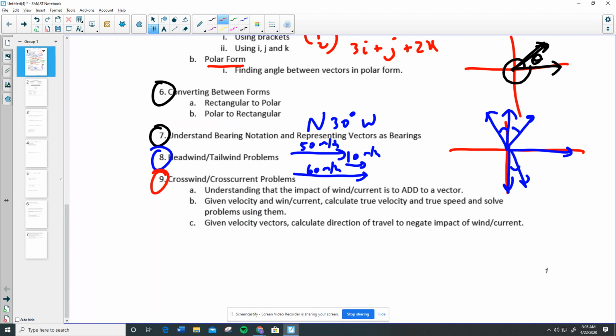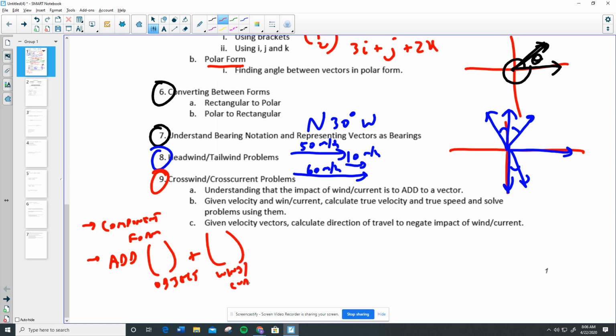That was the bulk of the homework for Monday. Remember, what we're basically doing with all these problems is you convert to component form if it's not already there. Get it in component form. And then you add the vector that represents the object traveling to the vector that represents the wind or the current. And what results is what we'll normally call the true velocity of the object. So this is the velocity of the object. This is the velocity of the wind or the current, and that gives us the true velocity.